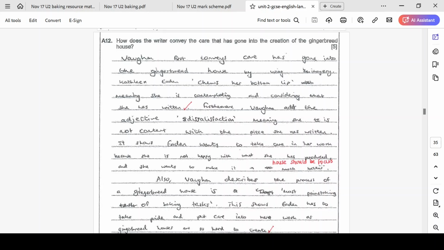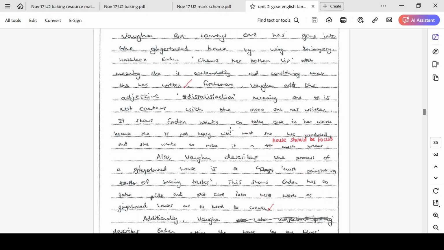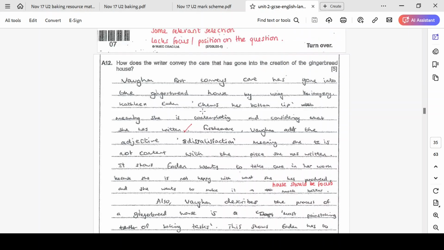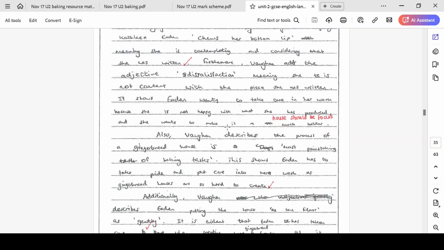The examiner's written here the house should be the focus, because if you remember, the question was, how does the writer convey the care that's gone into the creation of the house, not into writing about it? They've got a tick, they've got some credit here, but they're not going to get full marks if they carry on like this. They're going to do okay, but they won't get 5 out of 5 because they've just misread the question. I suspect you can see this is actually their question paper, and they haven't highlighted the keywords like we do. And that's probably why they've drifted away from focusing on the house to writing about something slightly different.